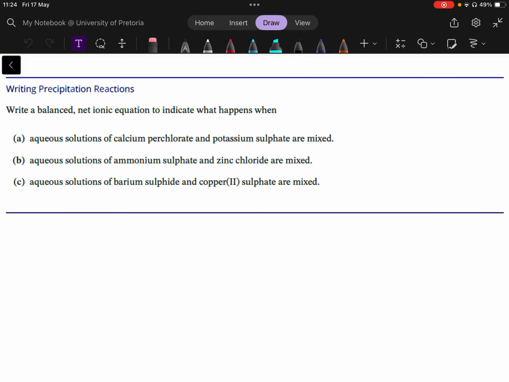to tell us which species are soluble, not soluble, and how they interact. So this question basically says, write a balanced net ionic equation to indicate what happens when certain mixtures are made. Starting with the first one, calcium perchlorate and potassium sulfate are mixed. Calcium perchlorate is Ca(ClO4)2, which is aqueous, because it says aqueous solution, so it implies that they're solvated.